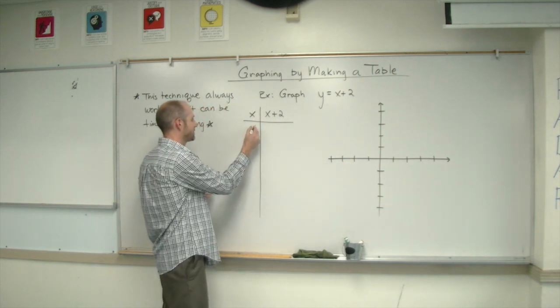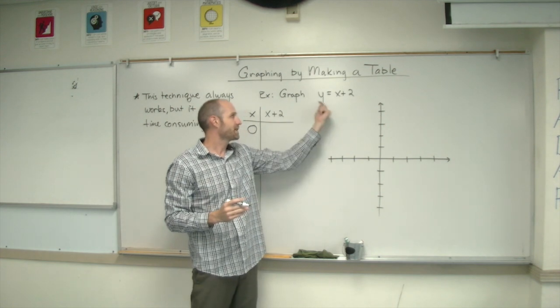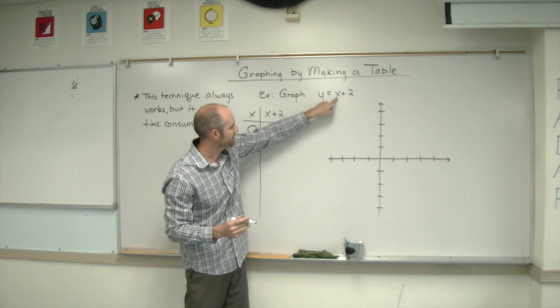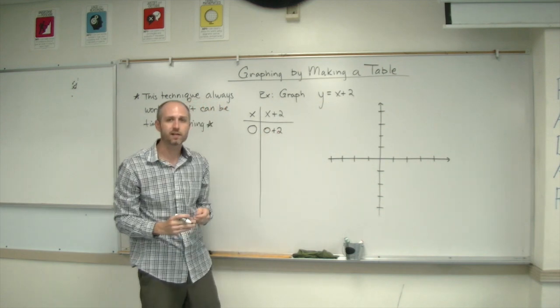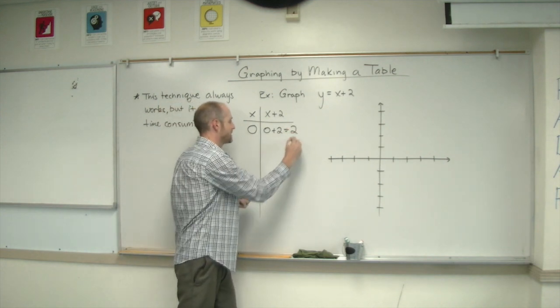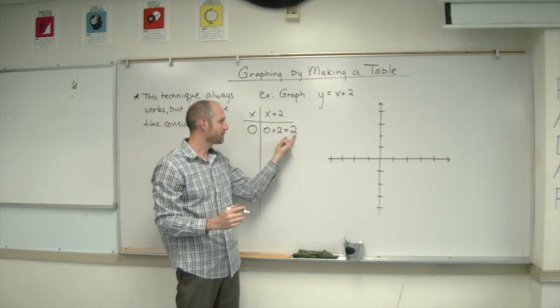So if I choose x equals 0 to begin, what will be the output from this function? Well, what is 0 plus 2? 0 plus 2 is going to be the output when we choose 0 as an input. 0 plus 2 is 2. So now we have our first point. When x is equal to 0, y is equal to 2.